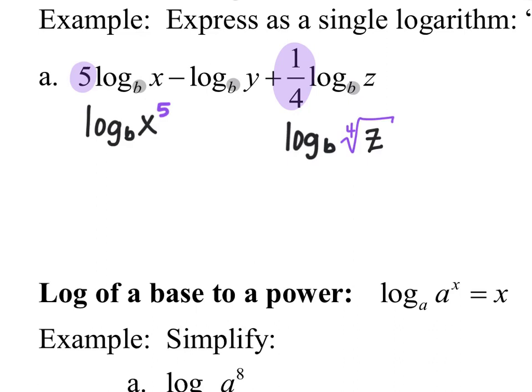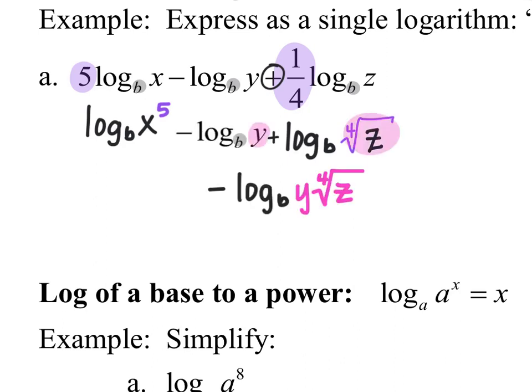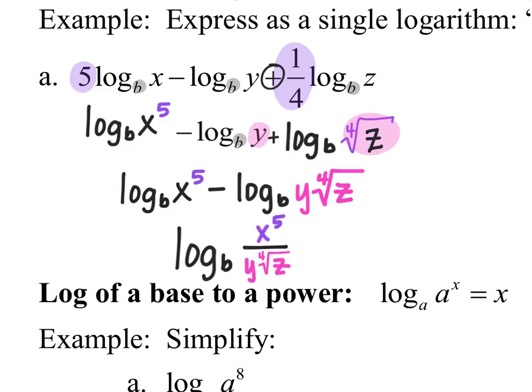Next, I'll take care of that plus sign, so I'm going to rewrite that part as log base b of y times the 4th root of z. The next thing I'm going to take care of is the minus sign, so I'm going to rewrite what I have left over as the log of a division problem, which will leave me log base b of x to the 5th over y times the 4th root of z.